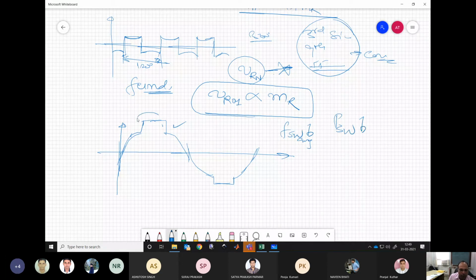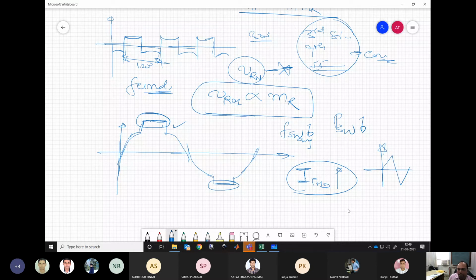But what you have done, you are not comparing your carrier during this interval, which means what? There is no comparison or switching happening during this interval. So your current THD may go up because you are not switching. How is current THD maintained or current ripple minimized? You keep on switching continuously, isn't it? Getting my point? Yes, sir.